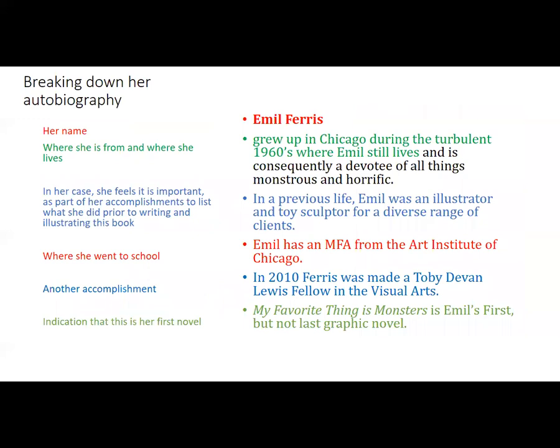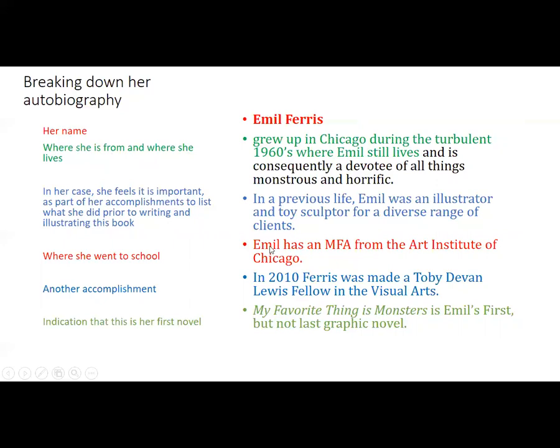So let's break this down. I said you need to put your name. Her name is Emil Ferris, not Emily, as I said. And then where she's from and where she lives. She grew up in Chicago during the turbulent 1960s, where Emil still lives. In her case, when you're doing your accomplishments, she feels it's important as part of her accomplishments to list what she did prior to writing and illustrating this book. In a previous life, Emil was an illustrator and toy sculptor for a diverse range of clients.